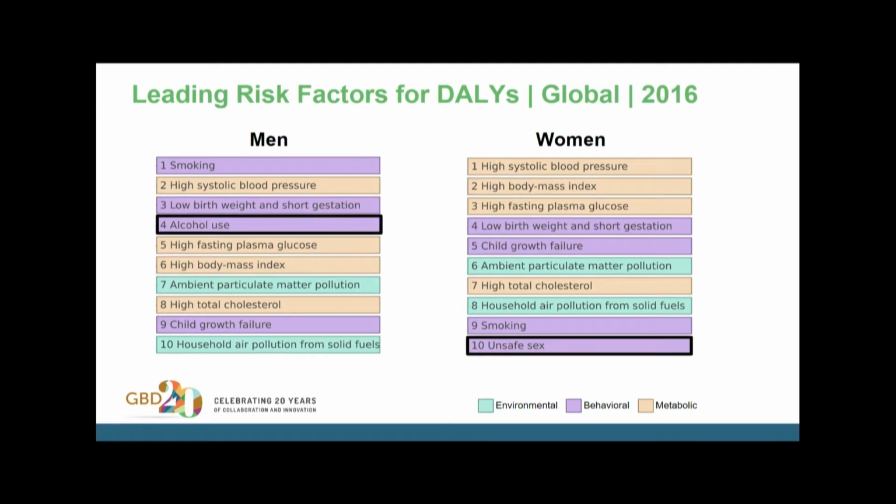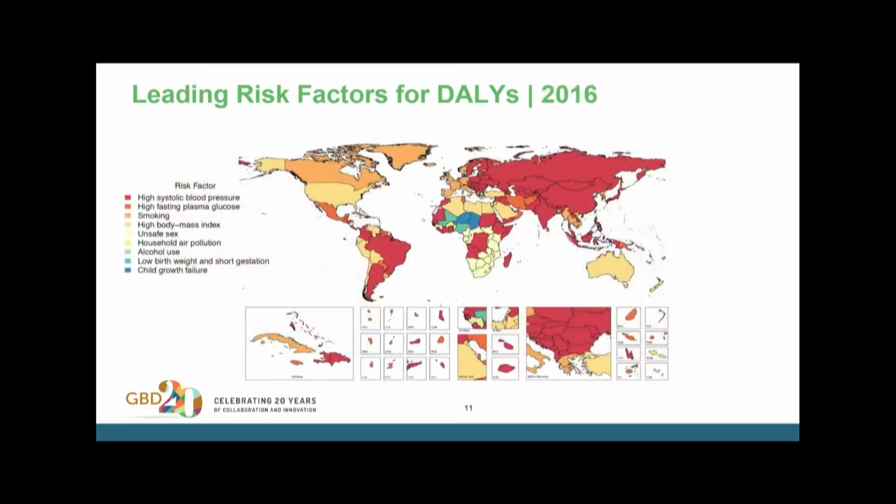Also, alcohol use was among the top 10 leading risk factors for dialysis only among males, and unsafe sex was among the top 10 leading risk factors for dialysis only among women. Also, the ranking of risk factors substantially varied across different countries. Here you can see the leading risk factor for dialysis for both sexes, male and female combined, in 2016.